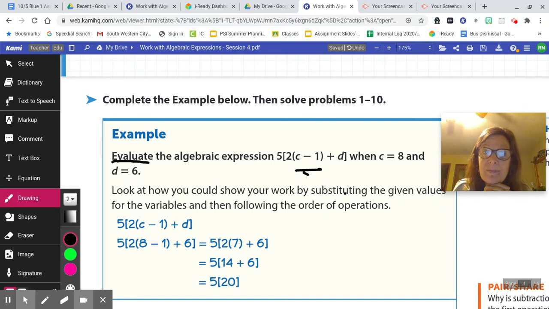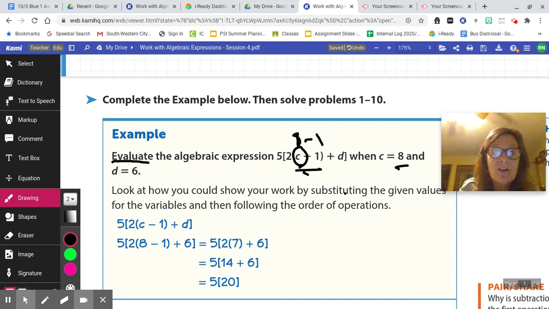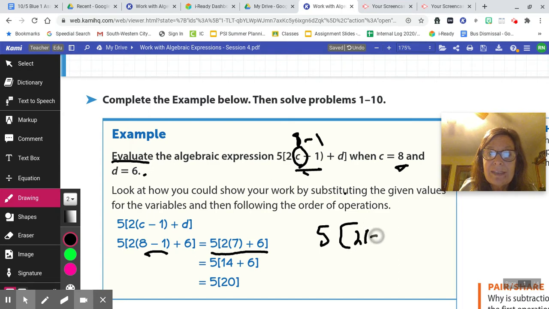So I'm going to substitute. First, I'm going to substitute, then I'm going to use order of operations. So we know C right here is the number 8. So the very first thing I see is 8 minus 1. So I know that is 7. So I rewrite it, and I know the D is 6. So when I rewrite it, I've got 5 times (2 times 7 plus 6).